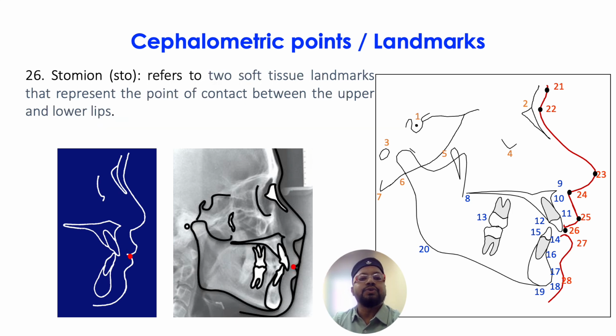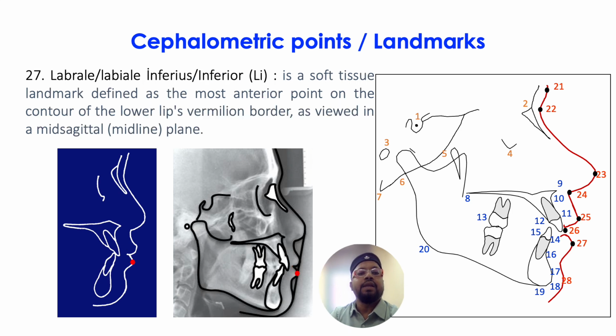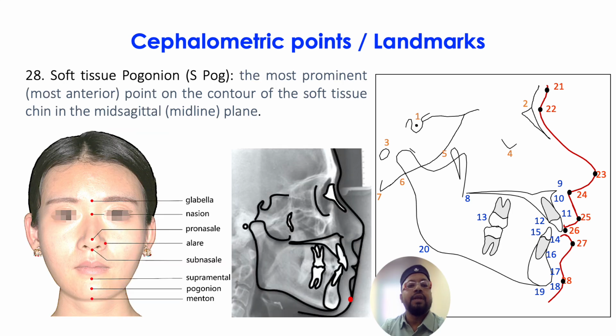Stomion refers to two soft tissue landmarks that represent the point of contact between upper and lower lips. Number 26. Labiale inferius is a soft tissue landmark defined as the most anterior point on the contour of the lower lip, vermilion border, as viewed in the mid-sagittal plane. That is labiale inferius. Next one, soft tissue pogonion. There is hard tissue pogonion also. So this one, soft tissue pogonion, the most prominent point on the contour of the soft tissue chin in the mid-sagittal plane.